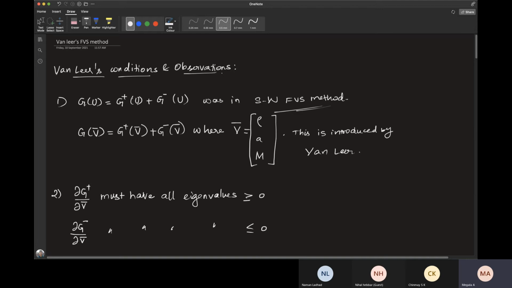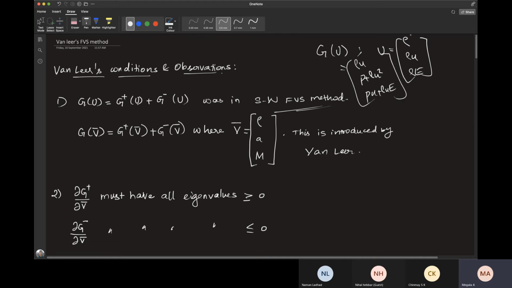Here he made G to be a function of u, right? That is, u was rho, rho u and rho e. So G was rho u, p plus rho u squared, and u times (p plus rho e). So all of these can be written in terms of these.